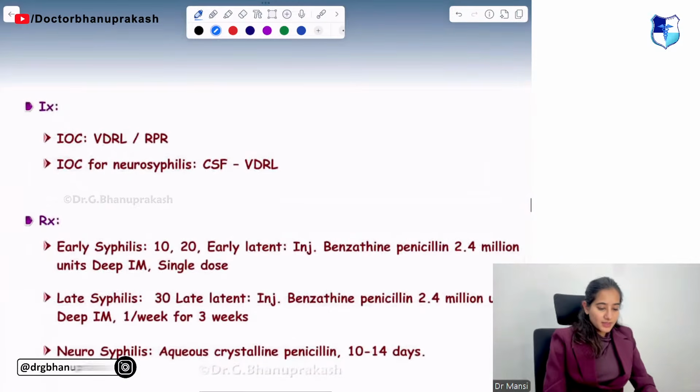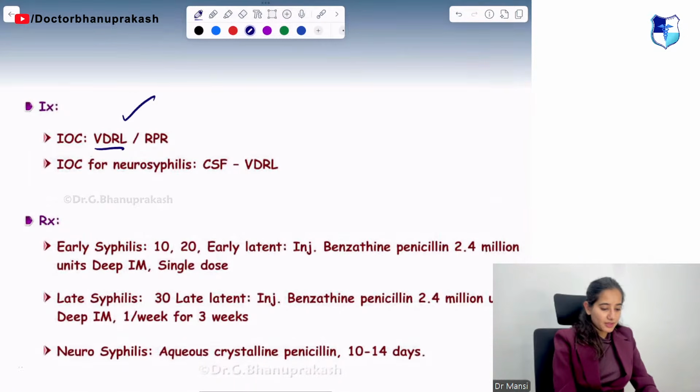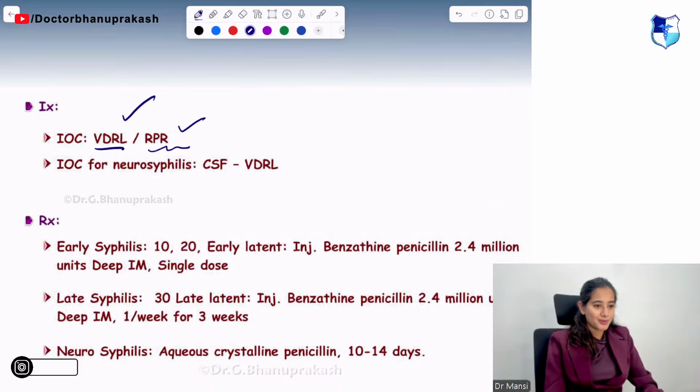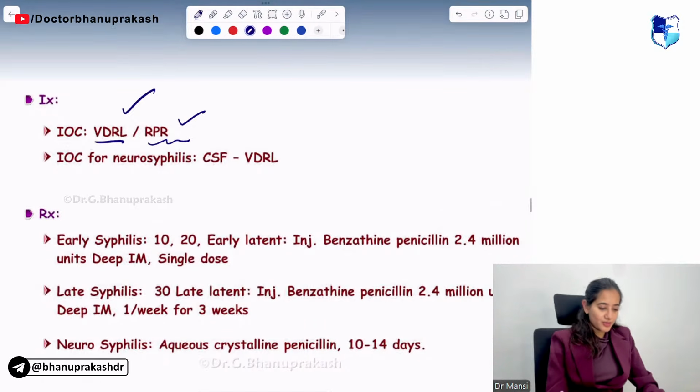Then about the investigation of choice: VDRL can be done in these patients, and RPR. Can anyone tell me the full form of VDRL, please? I don't know what is all happening among you all. What are you discussing? What is the full form of VDRL?